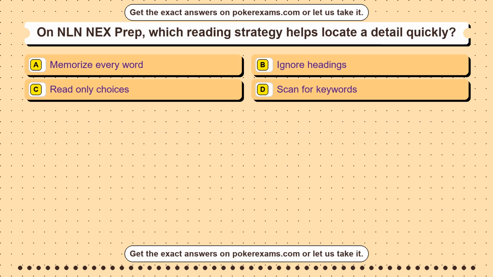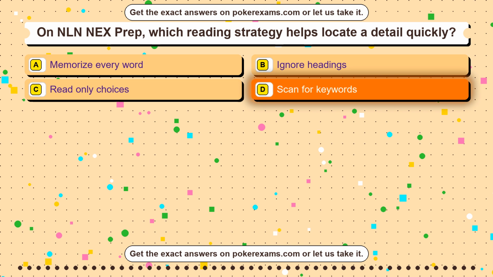Question 14. On NLN NEX Prep, which reading strategy helps locate a detail quickly? Option A, memorize every word. Option B, ignore headings. Option C, read only choices. Option D, scan for keywords.